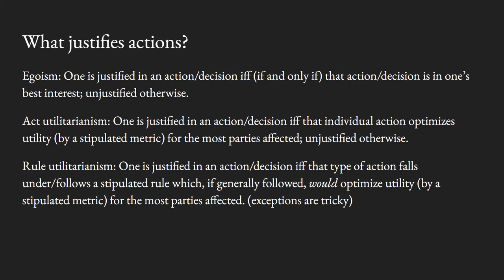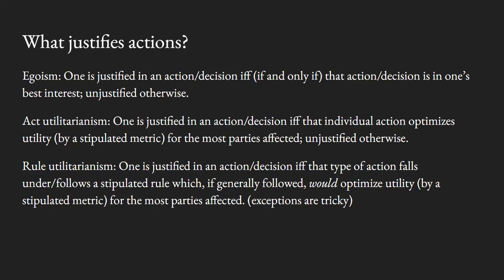For egoism, one is justified in an action or a decision if and only if that action or decision is in one's best interest. Otherwise, it would be unjustified. For act utilitarians, one is justified if that individual action optimizes utility. And for that, of course, you need to stipulate a metric, for the most parties affected, and it would be unjustified otherwise.